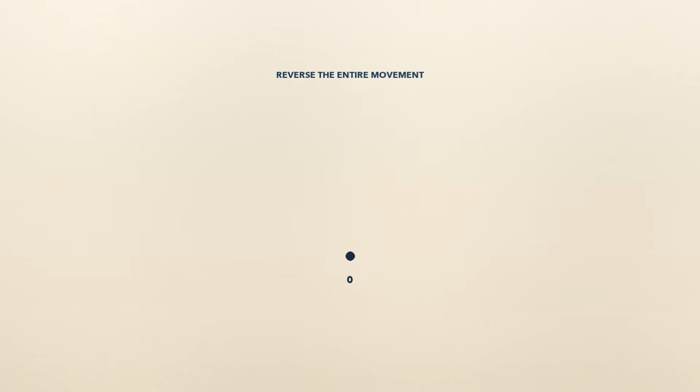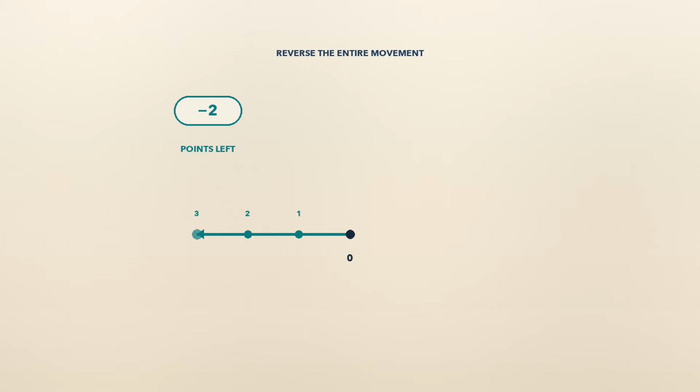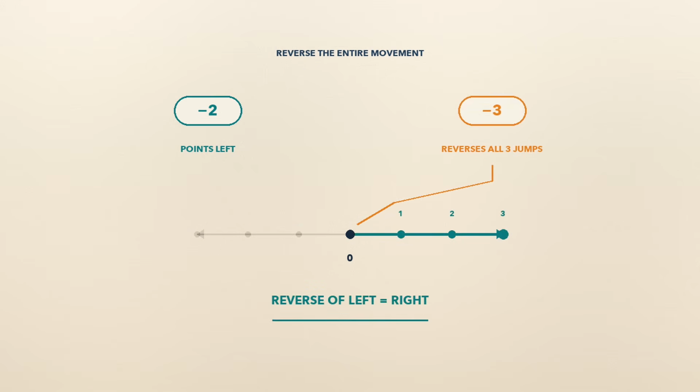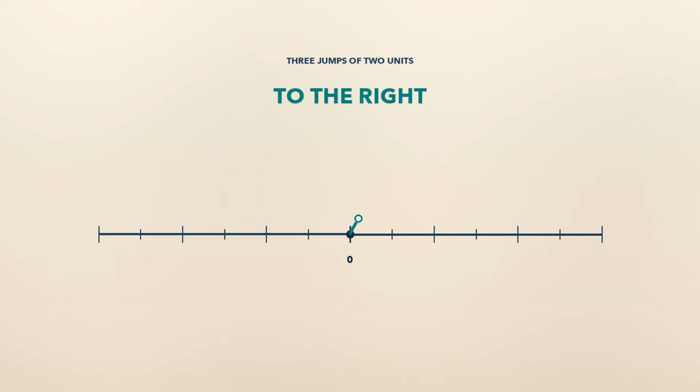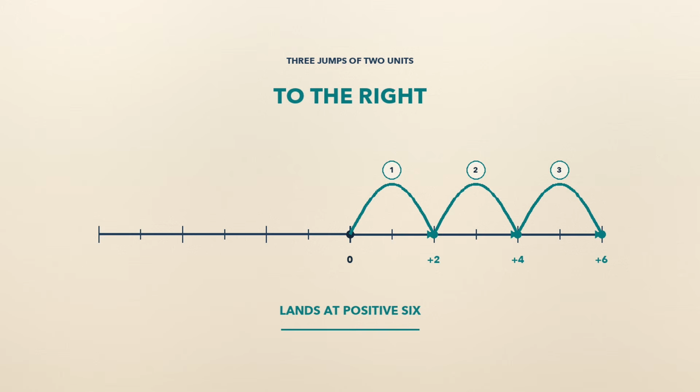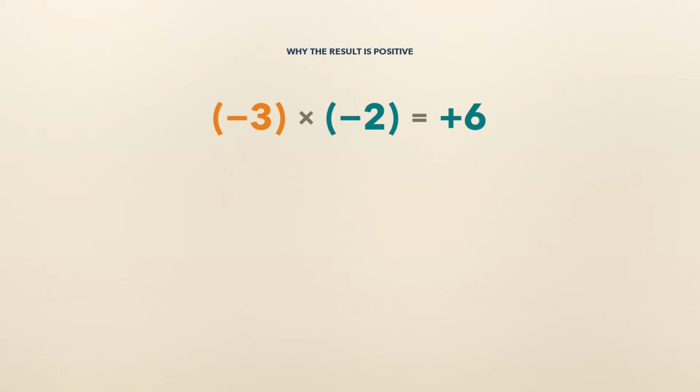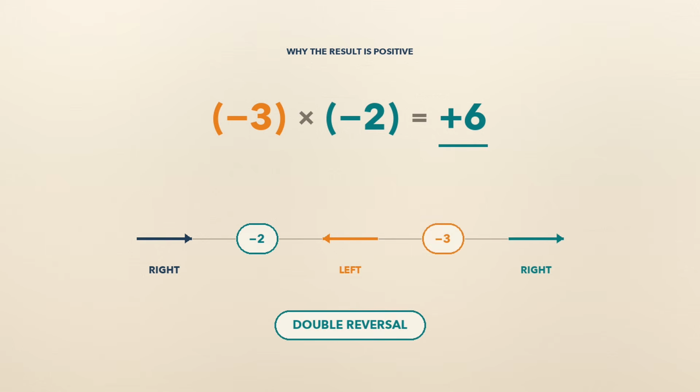The -2 points us left, but the -3 reverses that entire movement. And the reverse of left is right. 3 jumps of 2 units to the right take us to +6. That is why -3 times -2 equals +6. It isn't an arbitrary rule. It is a double reversal. One negative changes the direction, and the other changes it back.